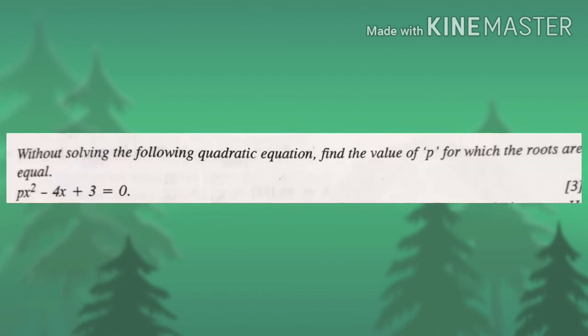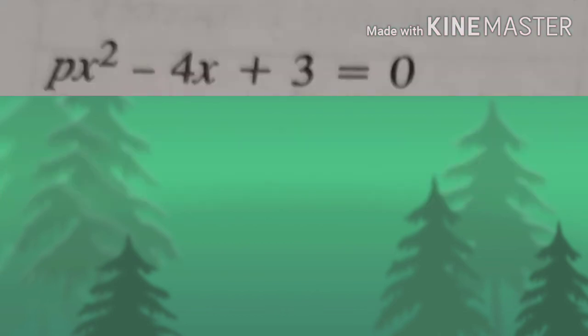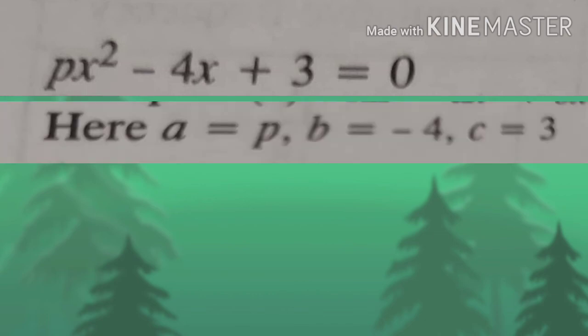Next question is, without solving the following quadratic equation, find the value of p for which the roots of the given quadratic equation px square minus 4x plus 3 is equal to 0 are equal. Here the given quadratic equation is px square minus 4x plus 3 is equal to 0. Here a is equal to p, b is equal to minus 4 and c is equal to 3.